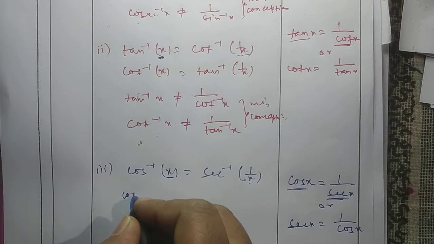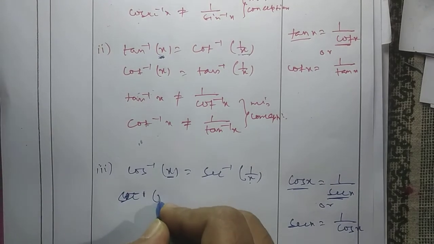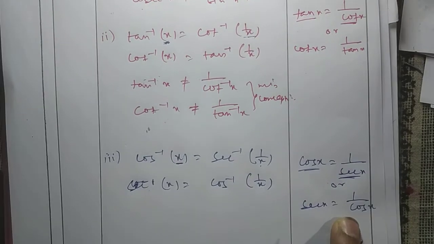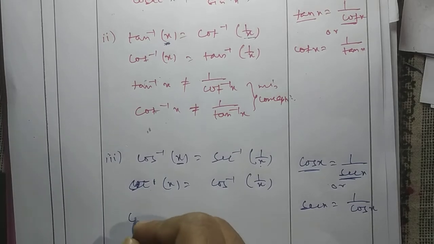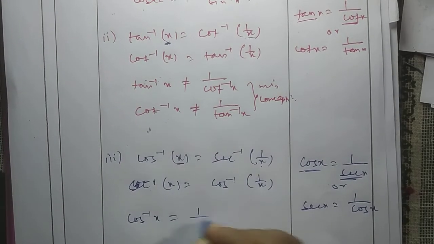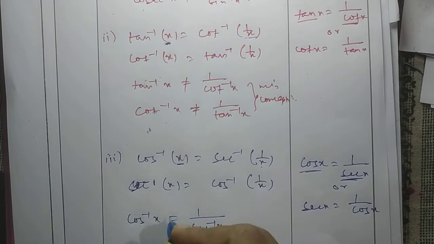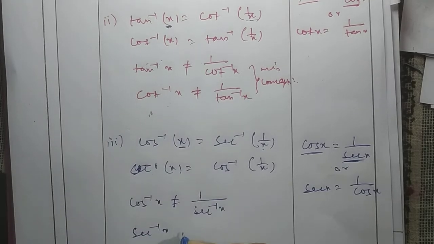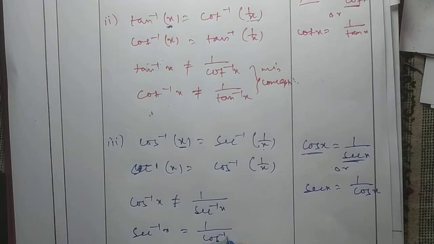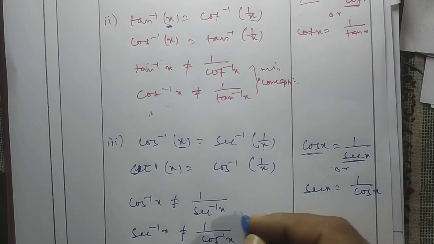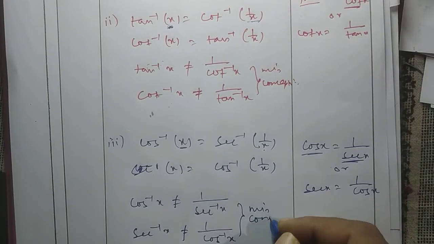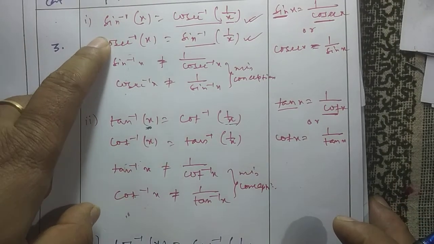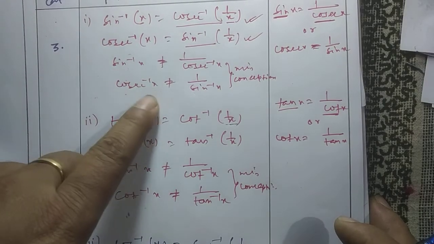Similarly, sec inverse x can be written as cos inverse of 1 by x. Correct? But here we cannot write cos inverse x equal to 1 by sec inverse x. It will never be. Similarly, we cannot write sec inverse x equal to 1 by cos inverse x. It will never be. So this is also a misconception. Okay. So please remember all the formulas here, and at the same time you have to remember the misconceptions.